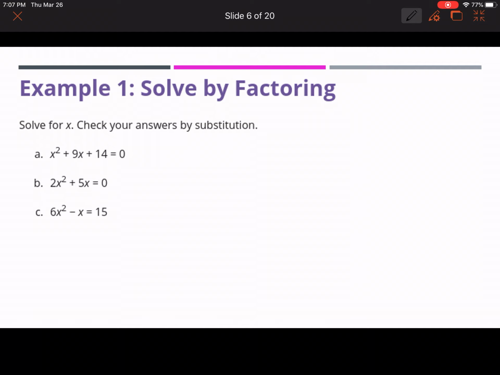So the first one, A, is just like the one we just did. So we've got ax squared plus bx plus c equals 0. And since we don't have an a term, it's just 1. We need to find two numbers that multiply to c and that add to b.